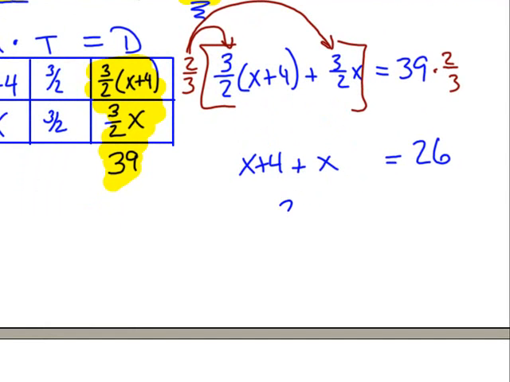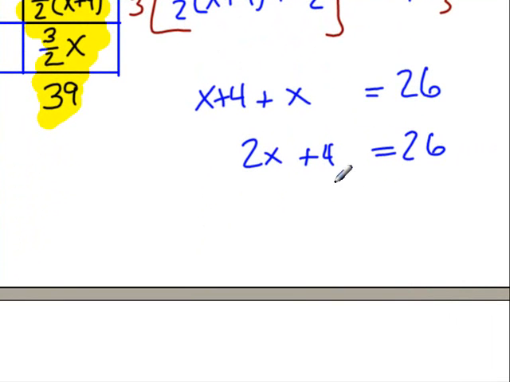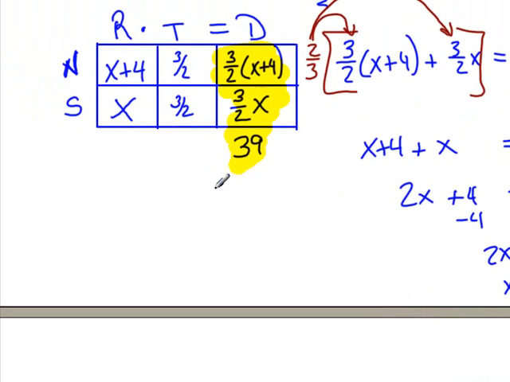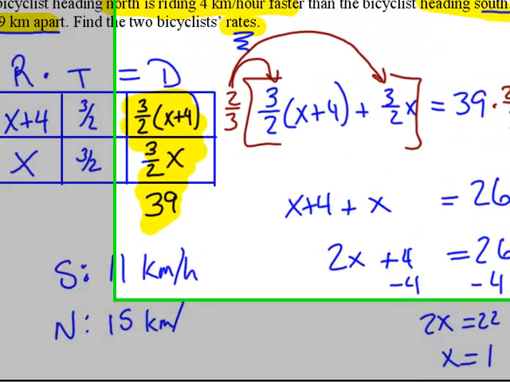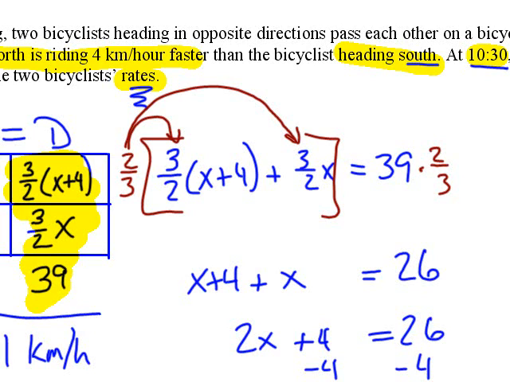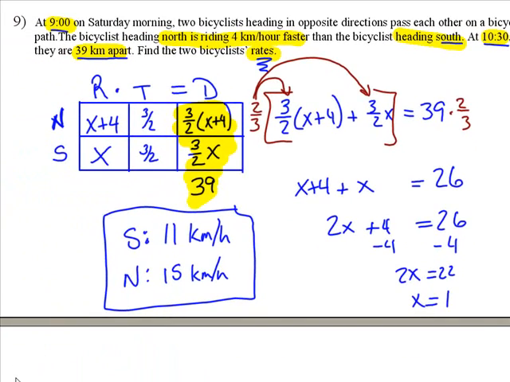x plus x is 2x plus 4 is 26. Let's go ahead and subtract the 4 from both sides. We're about to the end of this thing now. 2x is equal to 22 and x is equal to 11. So my southbound cyclist was going 11 kilometers an hour. And my northbound cyclist is going 4 kilometers an hour faster, so 11 plus 4 would be 15 kilometers an hour. I'll leave the check for you to work. This does check, it does work. That's number 9.